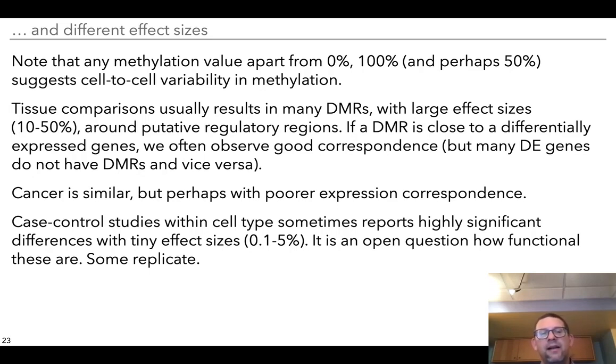Then finally, case control studies within a cell type often report highly significant differences, at least if they have thousands of samples. But sometimes these have tiny effect sizes, down to 1% or 2% on the methylation scale. It's really an open question how functional they are, but irrespective of that, sometimes these small changes replicate.